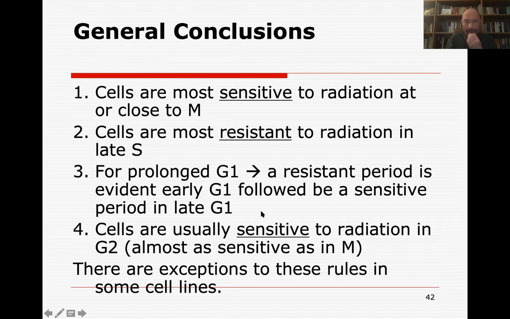So the general conclusions for the cell cycle are that cells are most sensitive to radiation at or close to M. They are more resistant in late S phase. For prolonged G1, there is a resistant period in early G1, followed by a sensitive period in late G1 before entering S phase. Cells are usually sensitive to radiation in G2, almost as sensitive as in M. There are, of course, exceptions to these rules in some cell lines, but this is the general behavior.